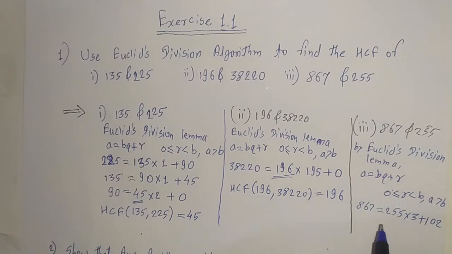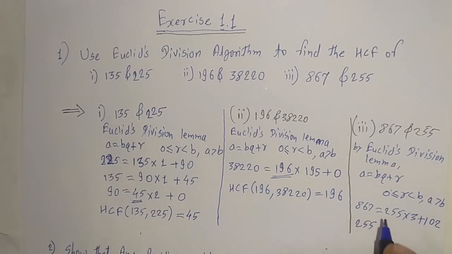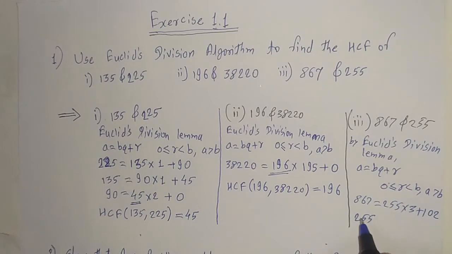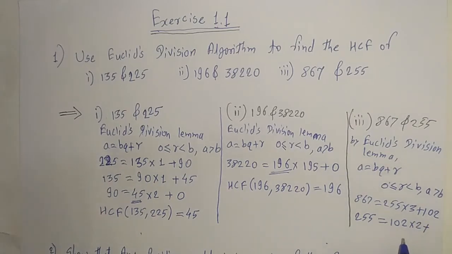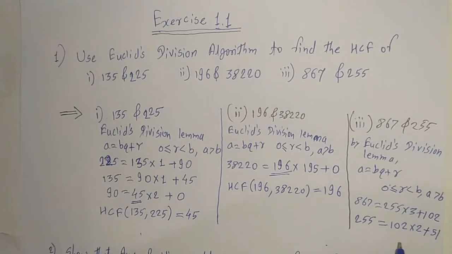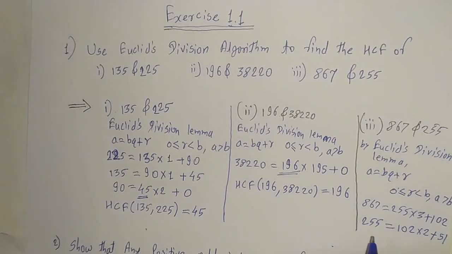So again, in the second step, the divisor becomes the dividend. It is 255 equal to 102 into 2 plus the remainder. What will be the remainder in this step? It will be 51. 102 into 2 is 204. You have to subtract that from 255. You will get the remainder as 51.